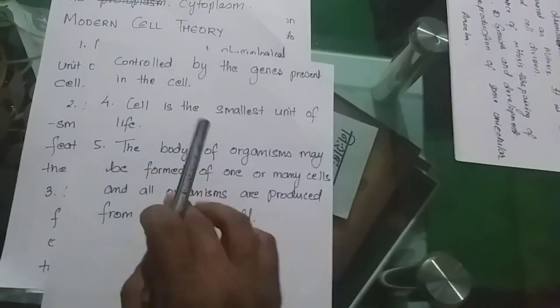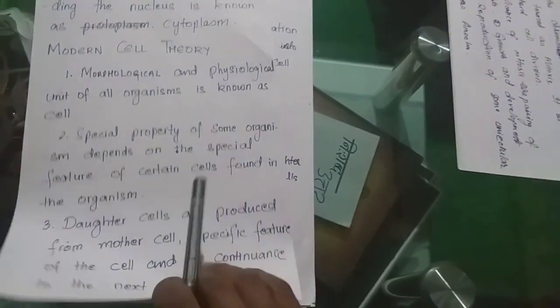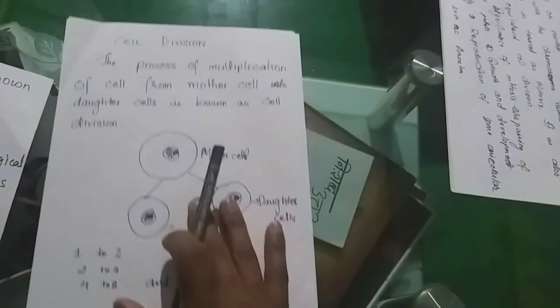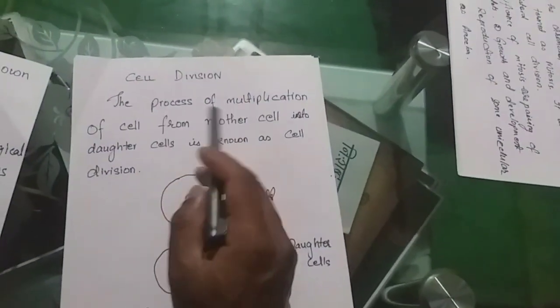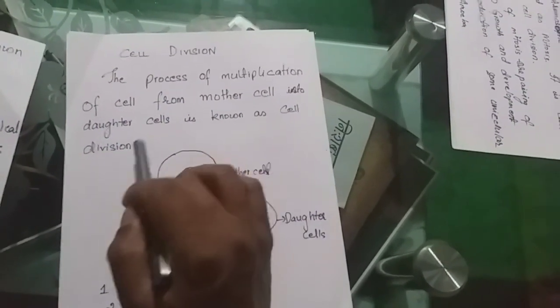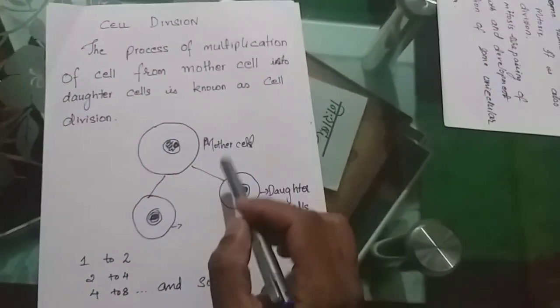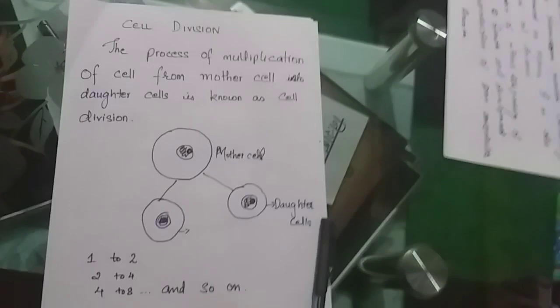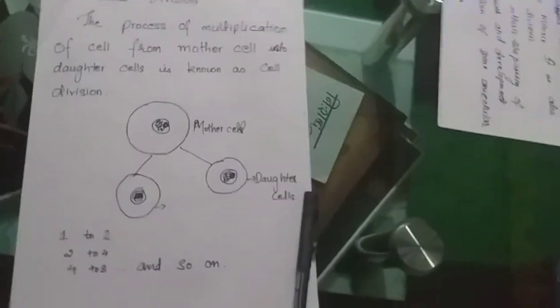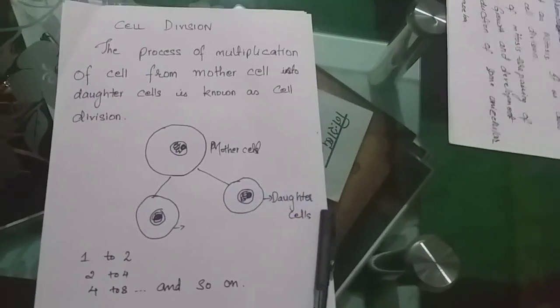Now this marks the point, that is cell division. Moving on to the main topic of today, cell division. The process of multiplication of cells from a mother cell into daughter cells is known as cell division. Usually the daughter cells are produced from the mother cell by the process of division, and that helps in the multiplication of cells.